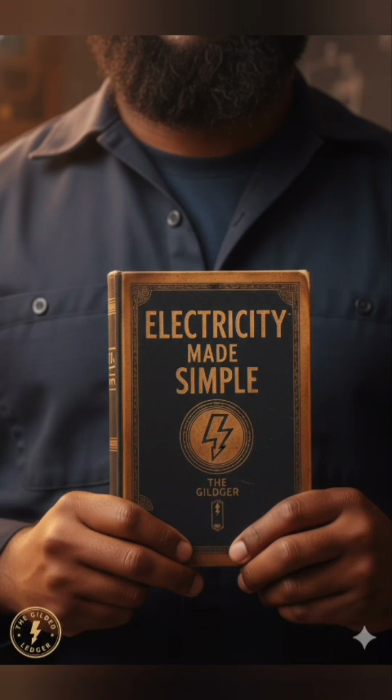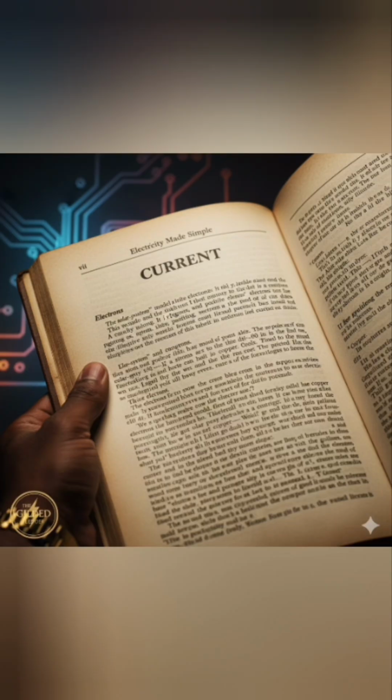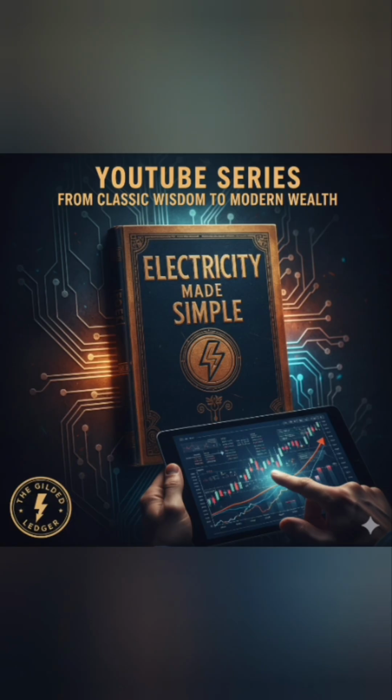Today, we are diving into the absolute bedrock of electrical understanding, starting with chapter 1 of this timeless classic, Electricity Made Simple. We are going to uncover the unseen dance that creates electric current, the atomic solar system.